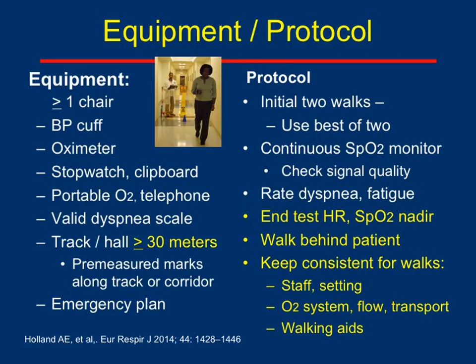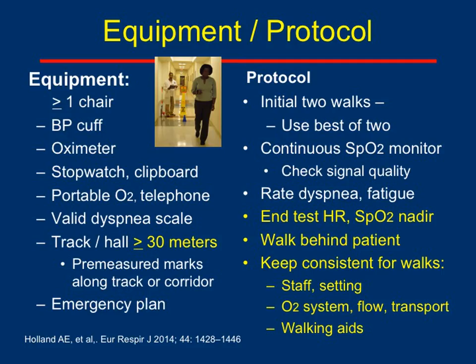You'll have portable oxygen and some type of stroller or a way to transport it. You need to have telephone access in case there's an emergency. You need to be using a valid dyspnea scale, such as the 10-point Borg dyspnea scale. We'll talk about that in a minute. A track or hall. This is where a lot of programs get challenged because they don't have a long enough hallway. It needs to be at least 30 meters, so approximately 97 feet long. Problem is, if you have a short hallway, patient keeps turning. Those turns decrease the overall distance they're walking because you have to spend a couple of steps turning.